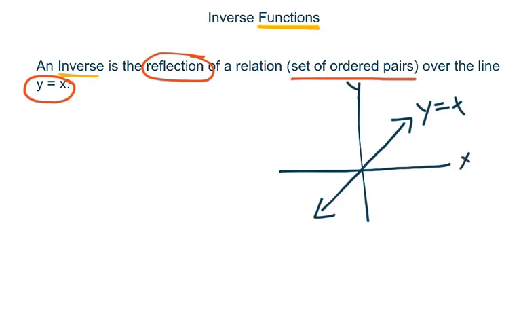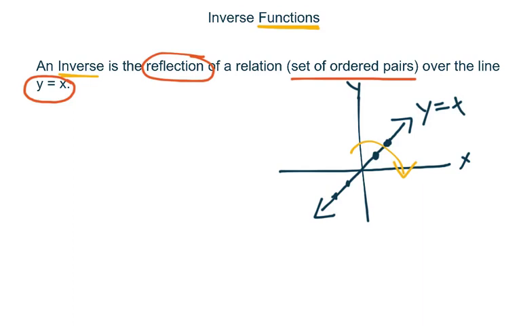Every point on it has the x and the y exactly the same. So that's the point 1, 1, 2, 2, negative 1, negative 1, negative 2, negative 2. Our inverse function is going to reflect over this line. It's not reflecting over the x-axis, it's reflecting over this line. So we've got to play with this a little bit and make sure that we understand what that means. That's what we're doing today.